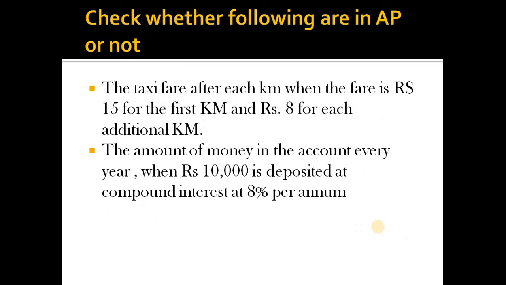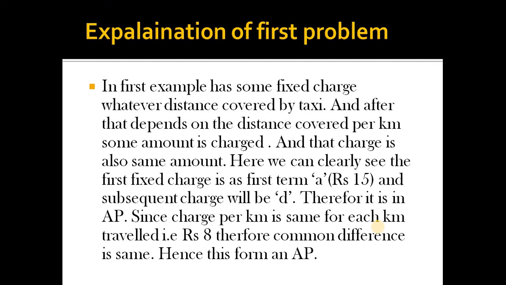In the first example, where the taxi fare, the first fixed charge is there. When we hire any taxi, then some charge is fixed. But after traveling each kilometer, the charge changes with each kilometer. So here simply we can say that it has some fixed charge, whatever distance covered by the taxi. It means it doesn't matter how much distance you cover. As soon as you have the taxi, you have to pay that fixed charge. And after that, depending upon the distance covered, some amount per kilometer is charged. And that charge is also the same amount, it will not be different.